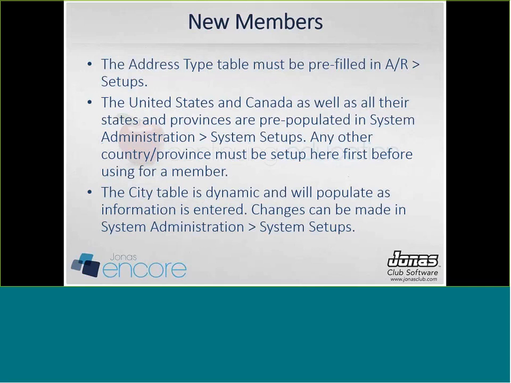So if you have a member from the UK or Barbados or a country that is not Canada or the United States, you must set those up under System Administration, System Setups. It will be a setup for countries, and you'll indicate here the country name and whether or not it has provinces. The city table is dynamic, so what that means is we can type cities on the fly. These do not have to be set up ahead of time. You can type the city that that member lives in as you're setting up the member file.